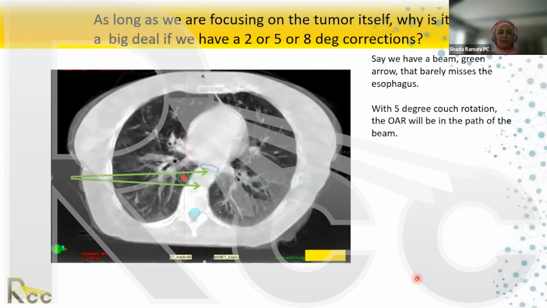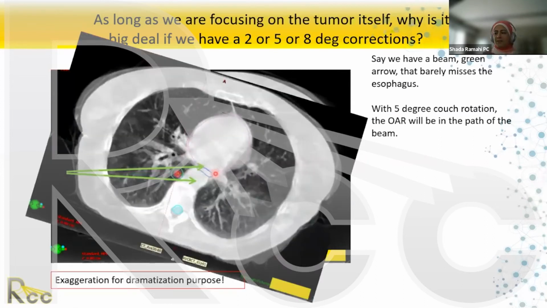So this is an example where we have a lung tumor. It's very small and tiny. The point and the contour cover the tumor. You can't even see it with the contours. And let's say we have a beam going through here, and the beam is barely missing the esophagus. If you do a 5 degree rotation, and I admit this is exaggerated for dramatization, right?